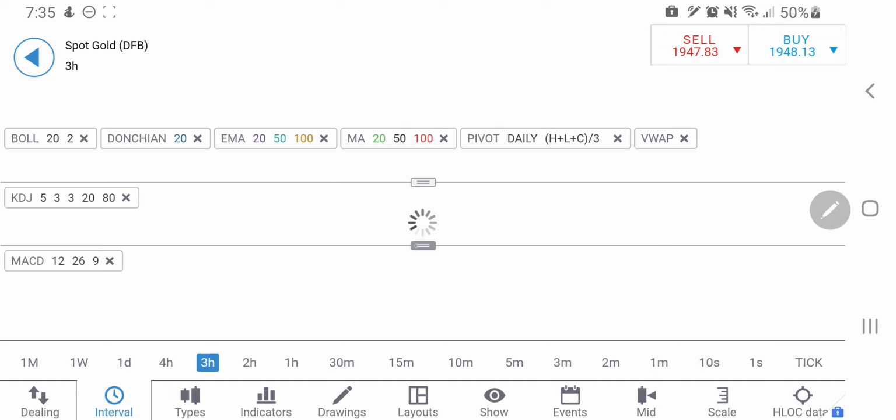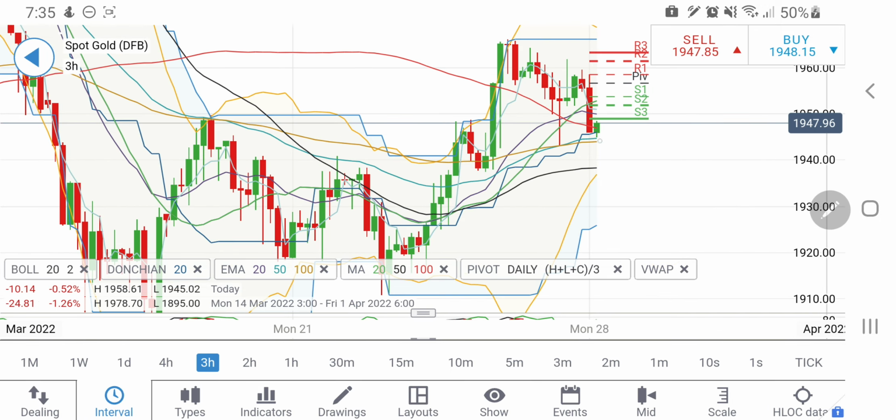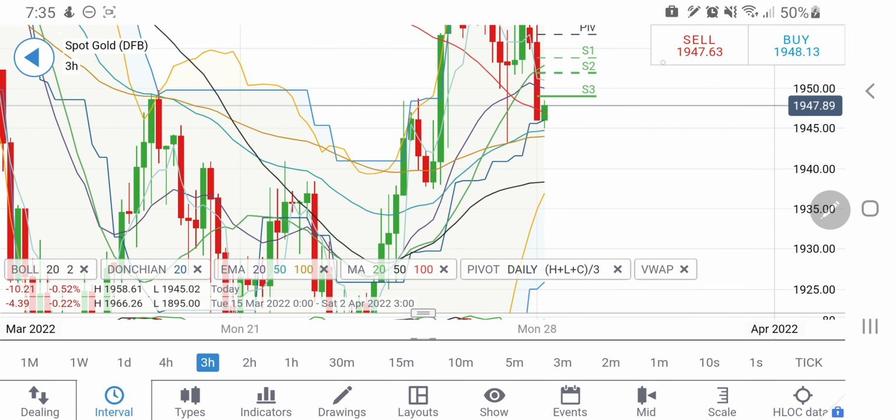On the 3-hour charts, a similar indication. On the 3-hour charts also there is a support here. You can find that there is a support coming into the picture at 1945 levels, and with this as support, possibly it may try to consolidate in between the 1945 to 1960 zone, and I'll be watchful of this.